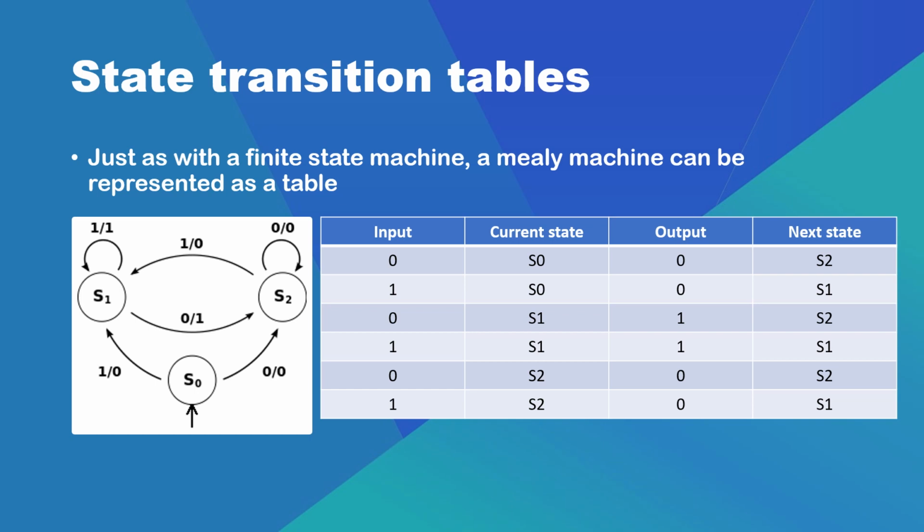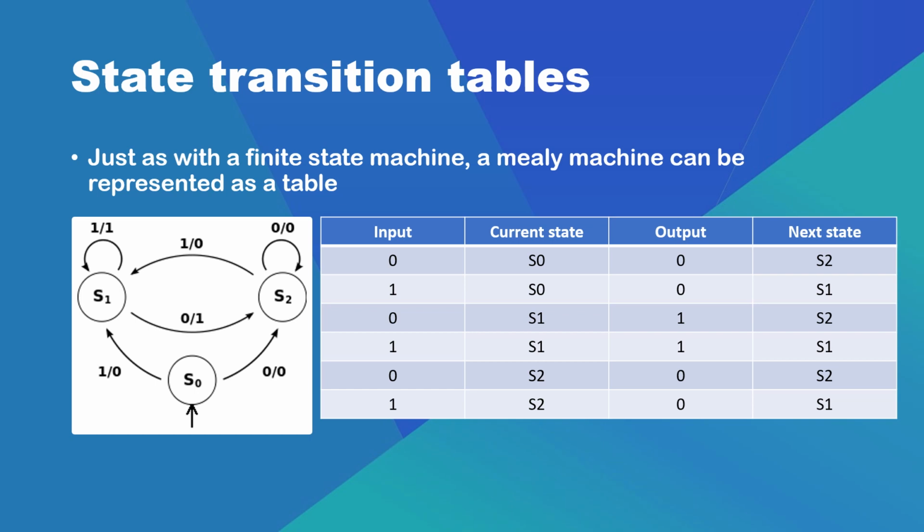Just as we saw with finite state machines, Mealy machines can be represented as a table. To do this, the table needs to show, for each input that each state can receive, what will be the output and what will be the resultant next state. In this example, if the current state is state 0 and the input is 0, then the output will be 0 and we'll move to state 2. However, if we're in state 0 and the input is 1, then the output will be 0 and we'll move to state 1. If we're in state 1 and the input is a 0, then the output will be a 1 and we will move to state 2.